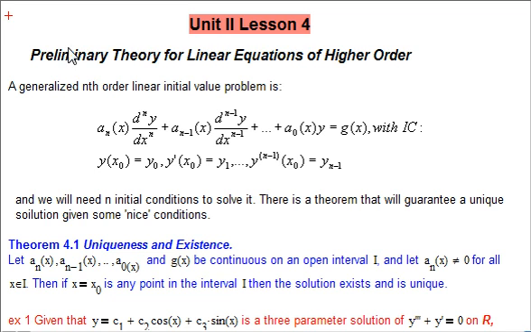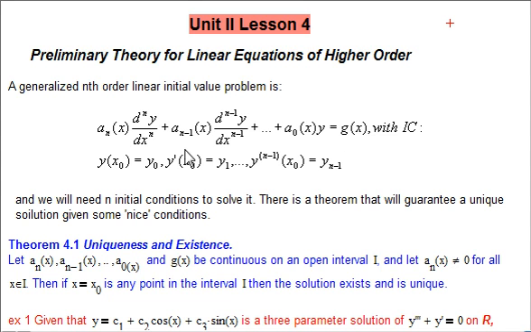Well, our next topic is the preliminary theory for equations of higher order. An equation of higher order means it has more than a first derivative in it. This example here has an nth derivative in it, see? Some function times d^n y over dx^n, that means the nth derivative of y, plus another function times the n minus first derivative of y, plus etc., all the way down to another function times y equals g of x. If it's g of x, then it's not homogeneous.